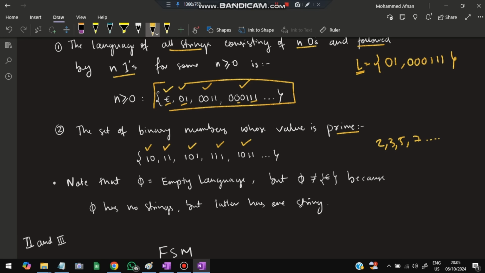Also note that the null set is the empty language, where there is nothing present, but it is not equal to epsilon, because epsilon still has something, but the empty language will not have anything. This is a very important difference you need to know.